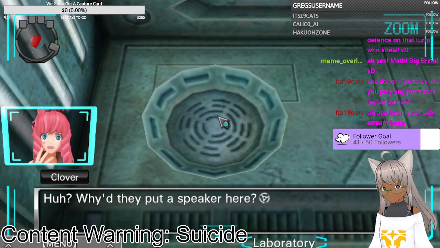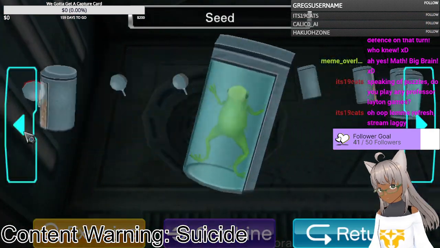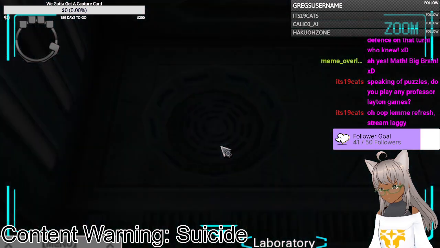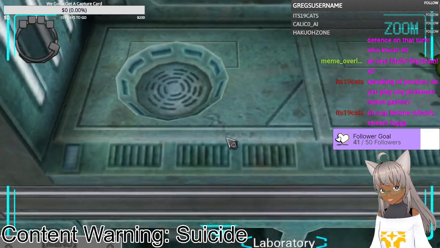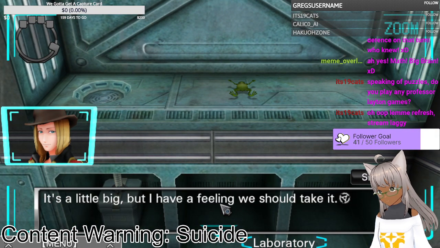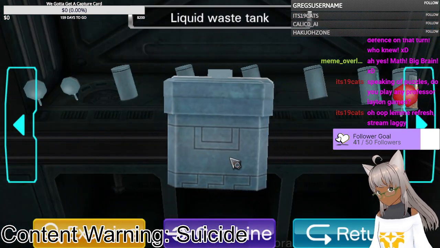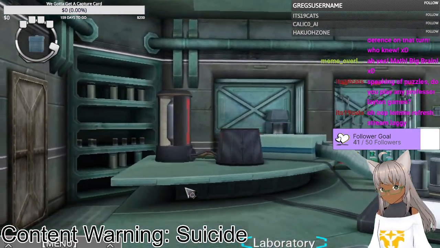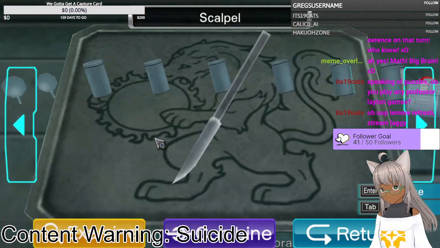Is this it? We're gonna drain this frog, and now we have a frog. We have a liquid waste tank now. Disgusting. Scalpel.